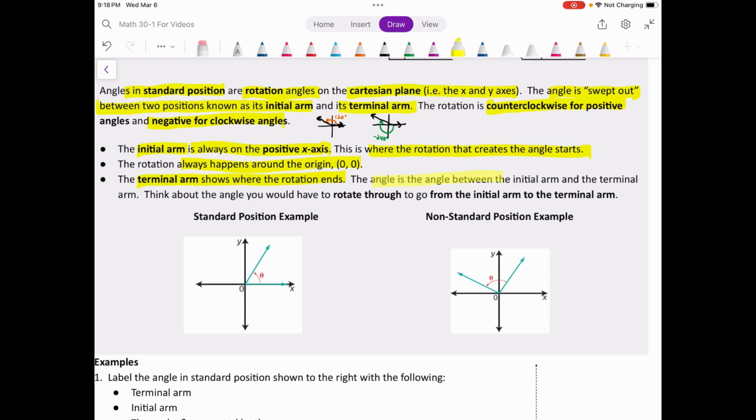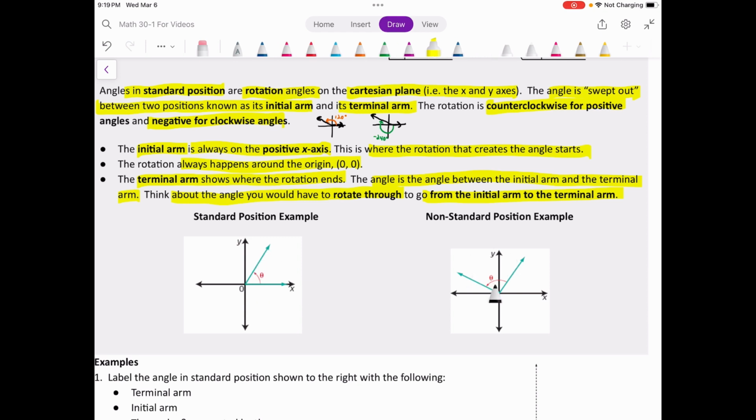So the angle is the angle between the initial arm and the terminal arm. Essentially what we're doing here is thinking about the angle we would have to rotate through to go from the initial arm to the terminal arm, right? So just to give an example and a non-example, here's an angle in standard position. The initial arm is on the positive x-axis, the terminal arm's here. We've rotated counterclockwise, so this would be a positive angle to get to here, right?